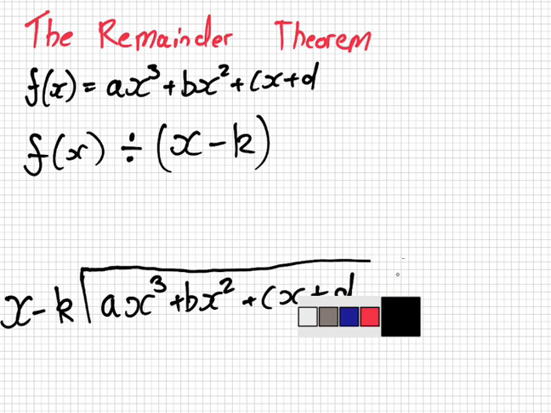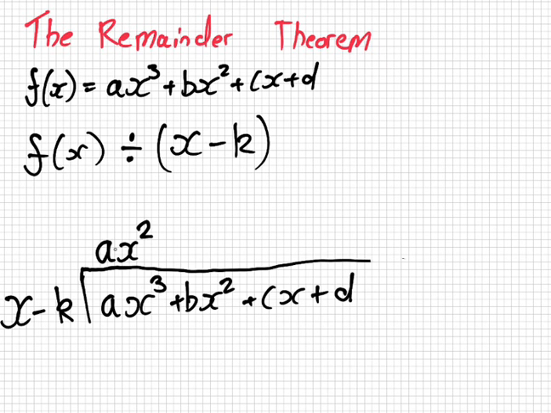I haven't even started yet. Now, what would I need first for this division? What's going to be the first term? ax squared. Yeah, ax squared. So when I multiply here, I get ax cubed minus akx squared. Is that okay so far? Yeah? I'm just multiplying by ax squared first, so I get ax cubed minus akx squared.